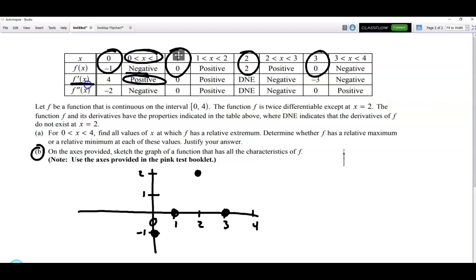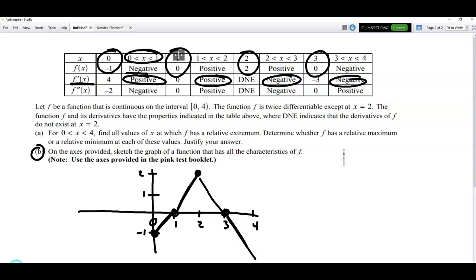When you're looking at slopes, we look at this row. So for the f prime row, that's our slopes. So between 0 and 1, we have a positive slope. So I'm just going to draw a line that connects those with a positive slope. Between 0 and 2, we have another positive slope. And then between 2 and 3, we have a negative slope, it says. And then between 3 and 4, we have a negative slope.